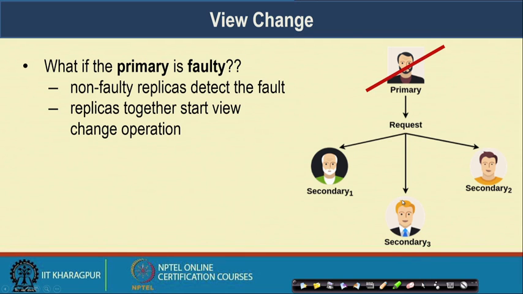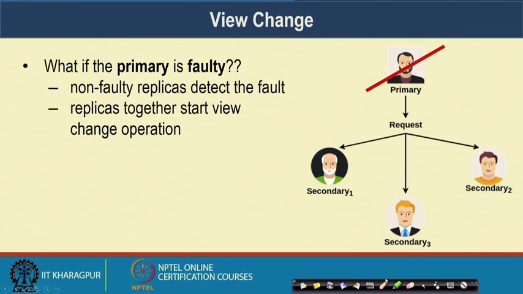Now, let us look into the case when the primary is faulty. If a secondary is faulty, we have seen that we can tolerate up to f such failures, and if f secondaries or backups are faulty nodes, the system can tolerate that. But what if the primary is faulty?